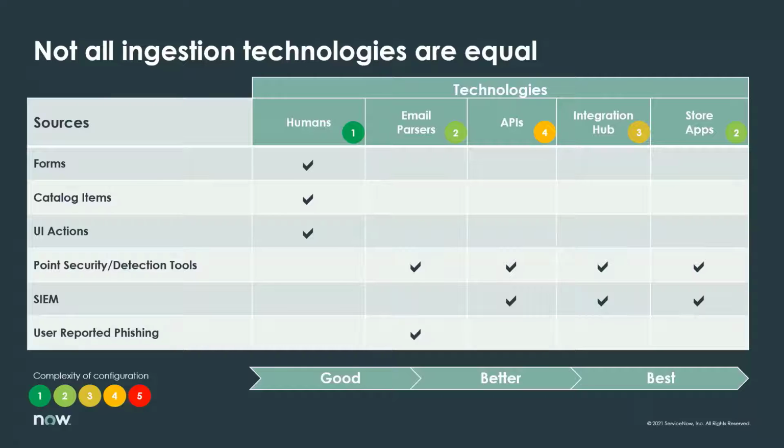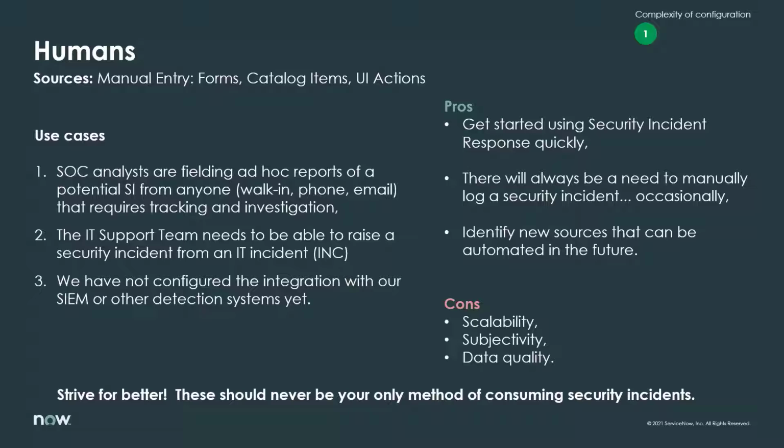We're going to be reviewing each of these technologies in this session, starting with the manual entry sources, where you'd be using ServiceNow forms, catalog items, or UI actions to create security incidents. As you might imagine, this is a relatively simple method to configure. So as you see, I've labeled the complexity on that a 1. Each of these technologies have their own benefit and drawbacks based on the use case you're trying to solve for. Ideally, we want to drive you towards the store apps, which provide for the easiest and most supportable model for ingestion integrations. So we're going to start with the manual entry sources.